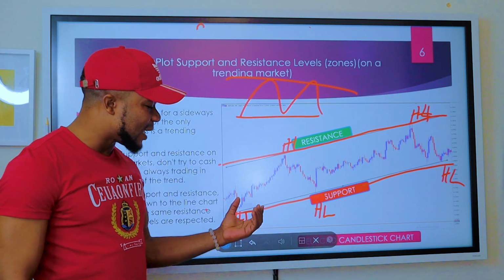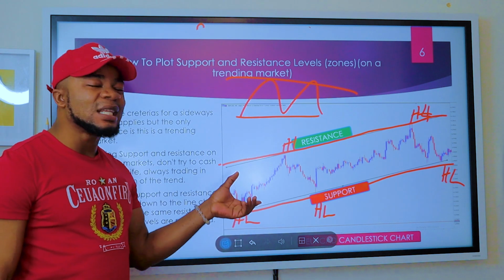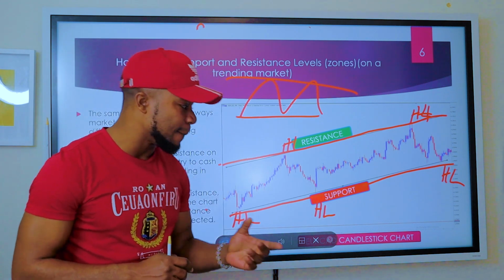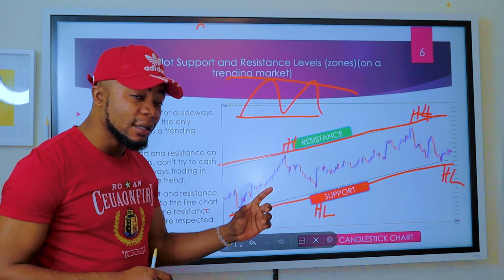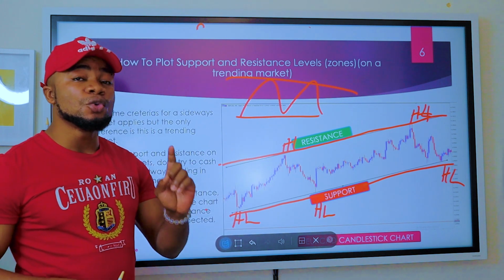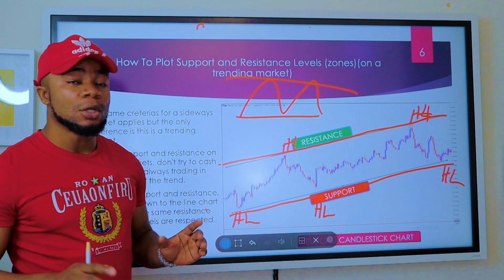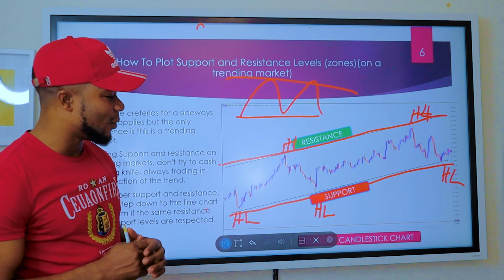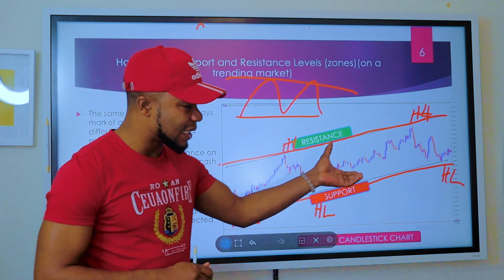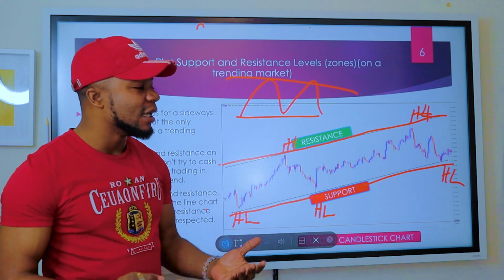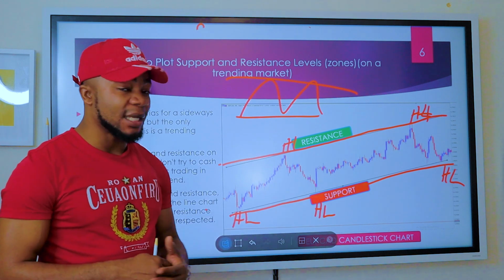All right, and here the explanation is, if it is an uptrend, please write this down. This is very, very important. If it is an uptrend and you are trading support and resistance for that uptrend, you should only be looking for buy trades, or only be looking for buy signals. Let me explain what I mean. This is an uptrend, and it is very, very clear that in the bigger picture, buyers are in control.